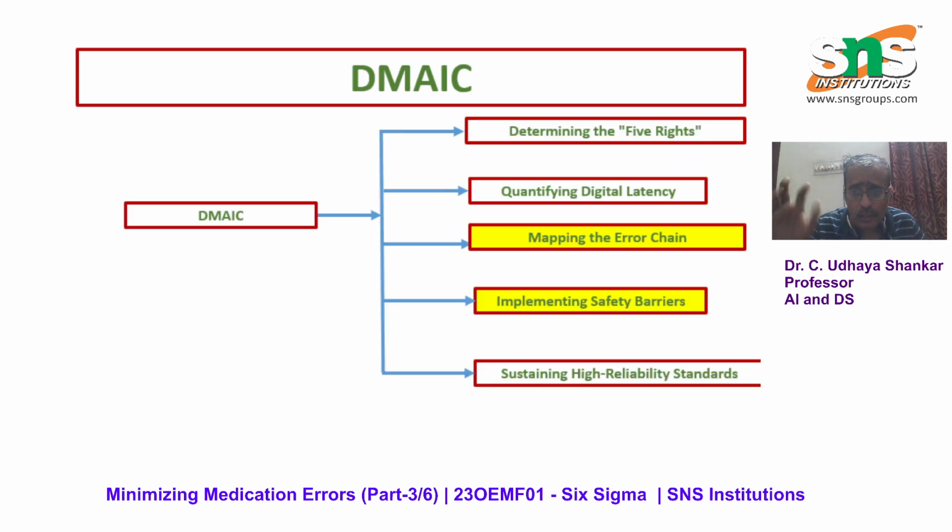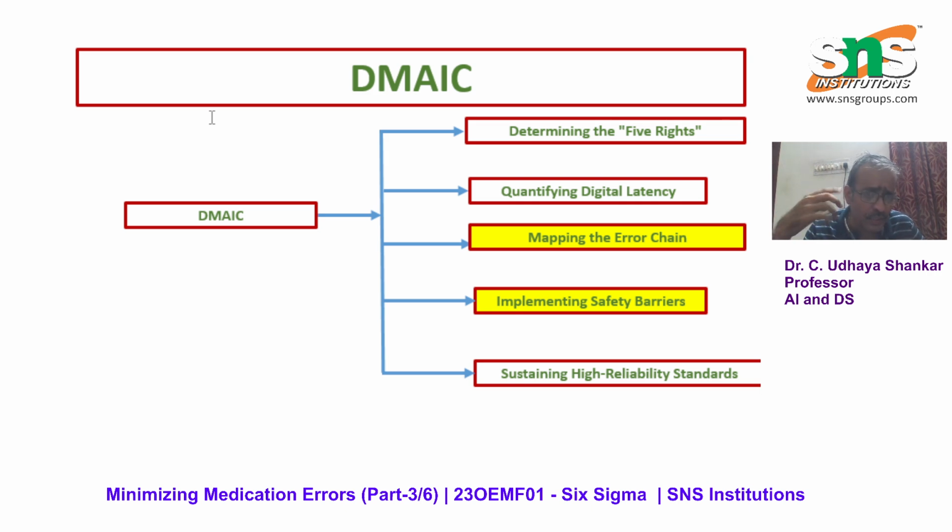So what is DMAIC? We have discussed the define stage as well as the measure stage. In the define stage we discussed determining the 5 rights. What are the 5 rights? Right patient, right drug, right dose, right route, and finally the right time. Then we discussed the measure phase, that is quantifying the error rate. In that we discussed the ADEs and EHR logs. ADE is the adverse drug event, and EHR is the electronic health record logs.